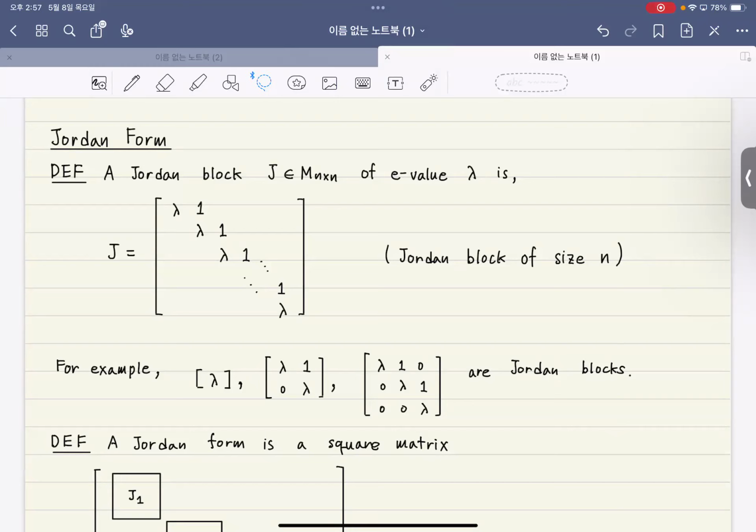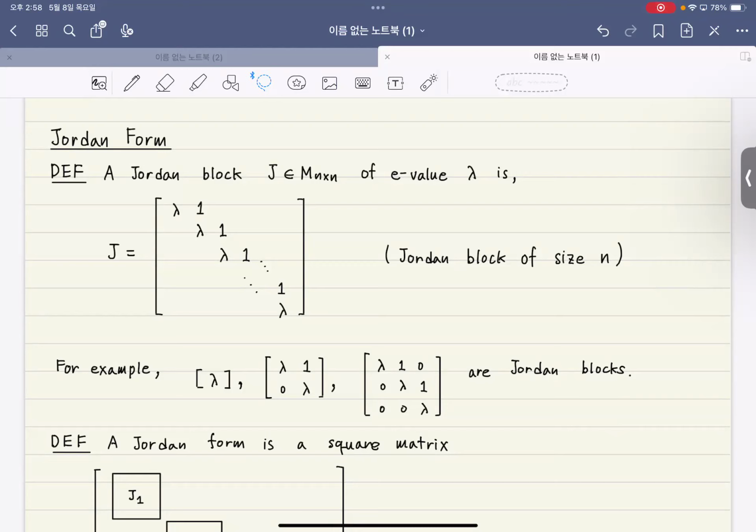So if you have two matrices with different matrix invariants, then that means those two matrices can never be similar to each other, right? So that is the idea of the matrix invariant, right?